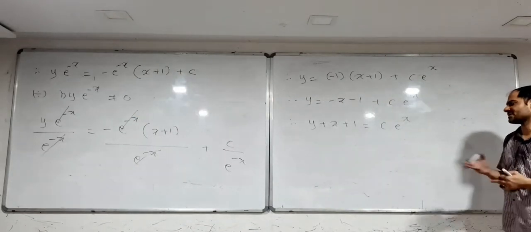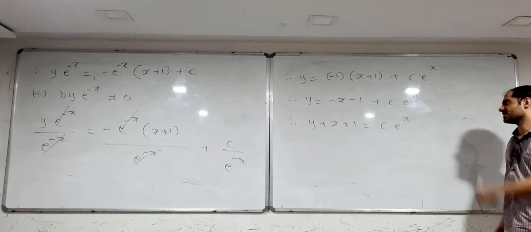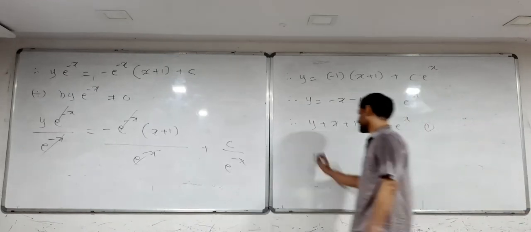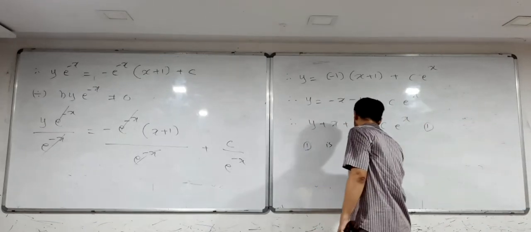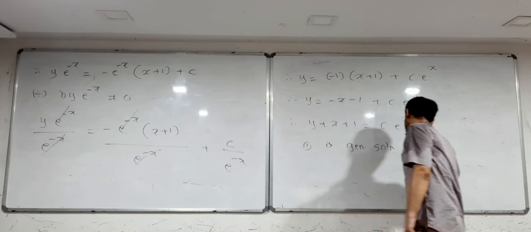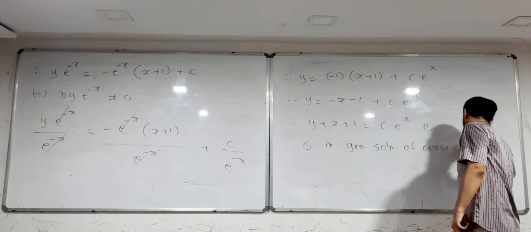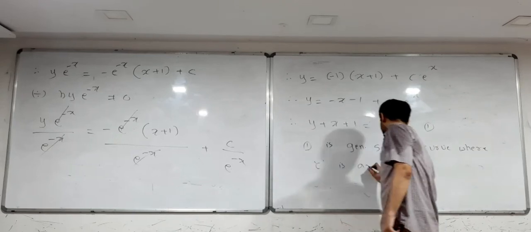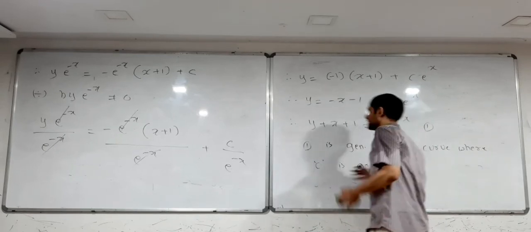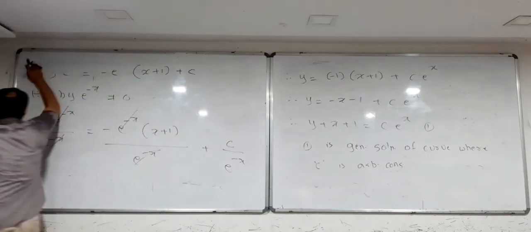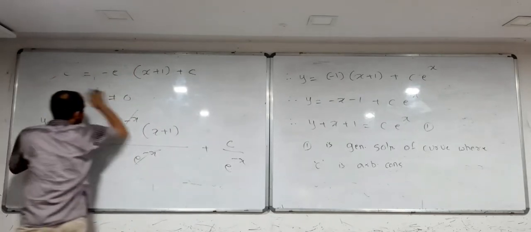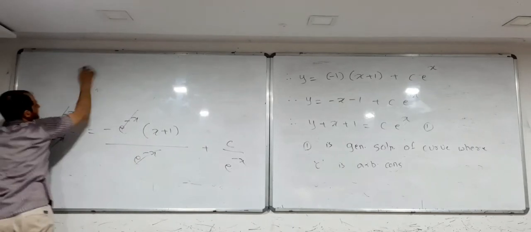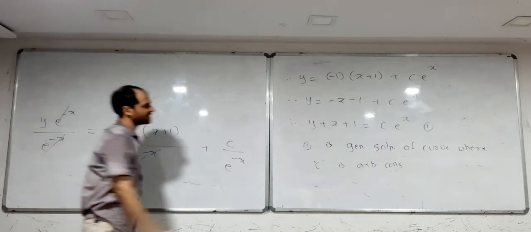So y plus x plus 1 is equal to c into e raised to x. इसको रिजल्ट नंबर 1 दे दो. This is, you can say, general solution of curve, where c is arbitrary constant. It passes through origin. The required curve to given curve है, it passes through origin. So given curve passes through origin.